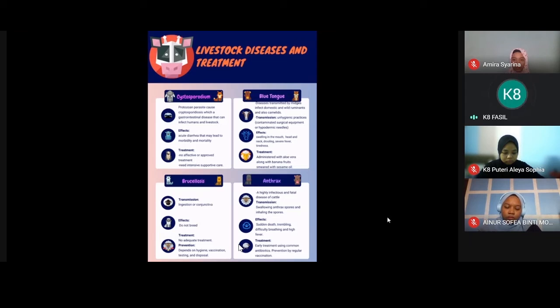And the last disease is anthrax, a highly infectious and fatal disease of cattle. And the transmission is by swallowing anthrax spores while grazing on pasture contaminated with anthrax spores.